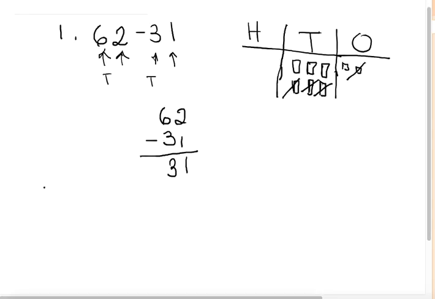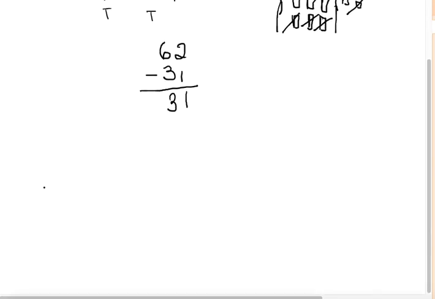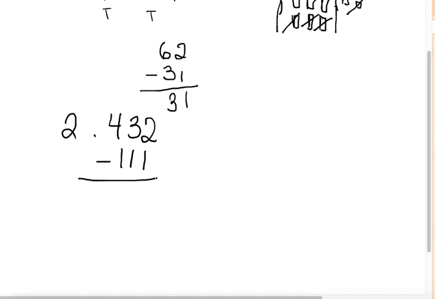I'm just going to move this up a little bit. The second problem we're going to look at is 432, take away 111. So again, we can follow our column method. Let's just do our column method and see if it works using a visual representation.